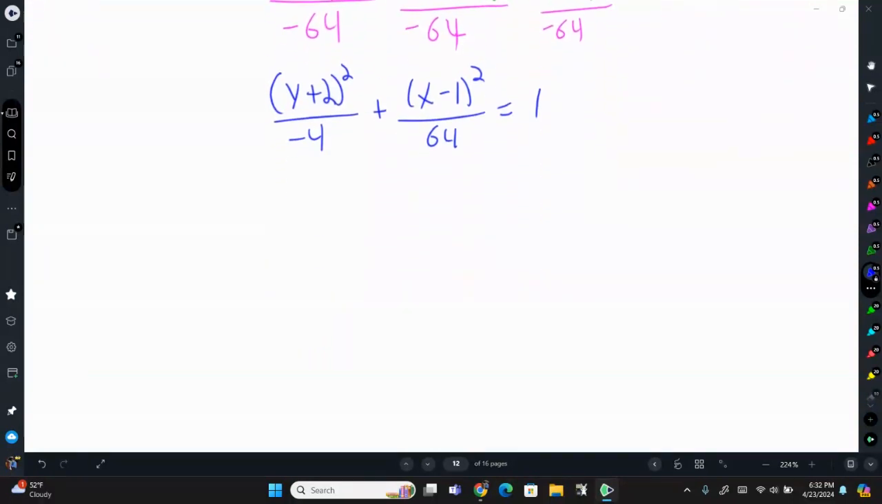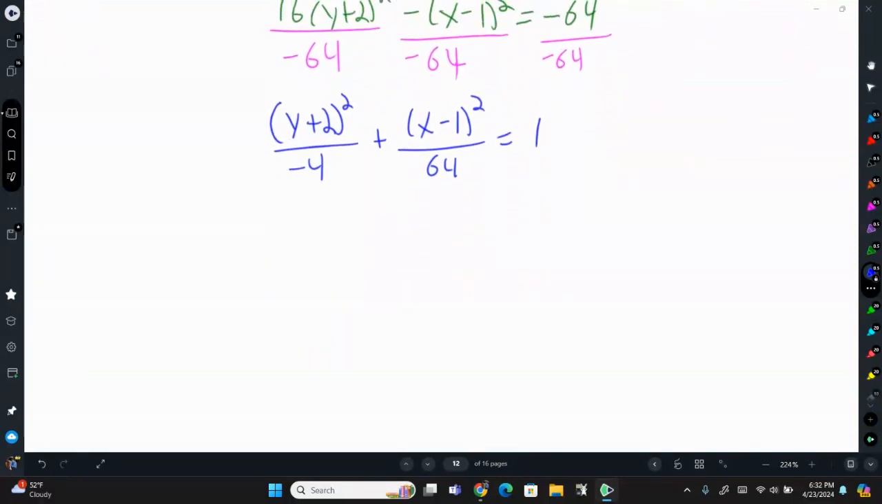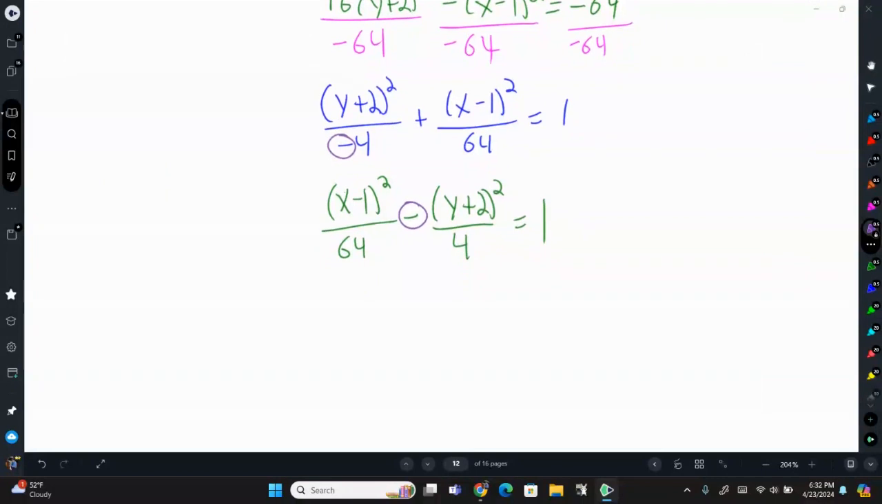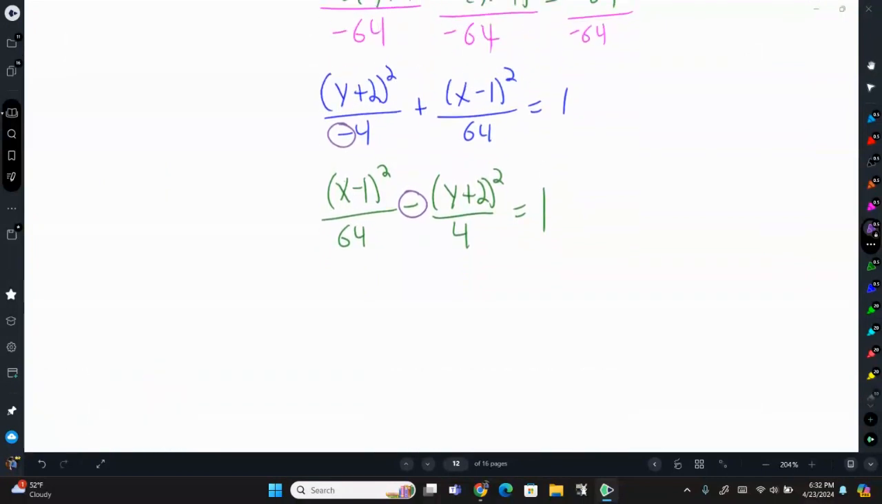So now we can rearrange this, because we want the positive 1 first. So our standard form is going to be x minus 1 squared over 64 minus y plus 2 squared over 4 equals 1. So this minus sign right here moved in between the two terms. All right, so now we can get our information like we did in the previous problem.